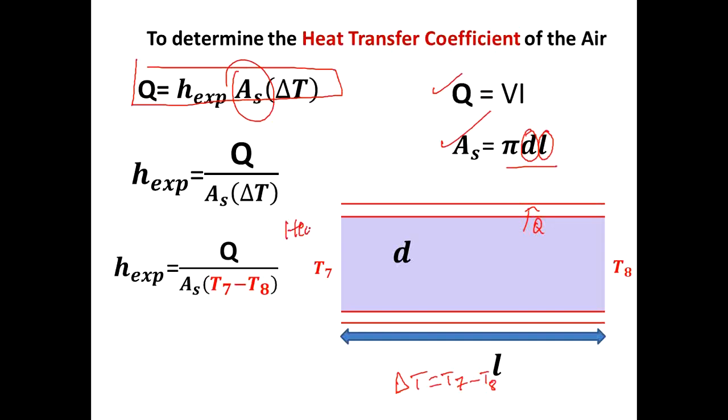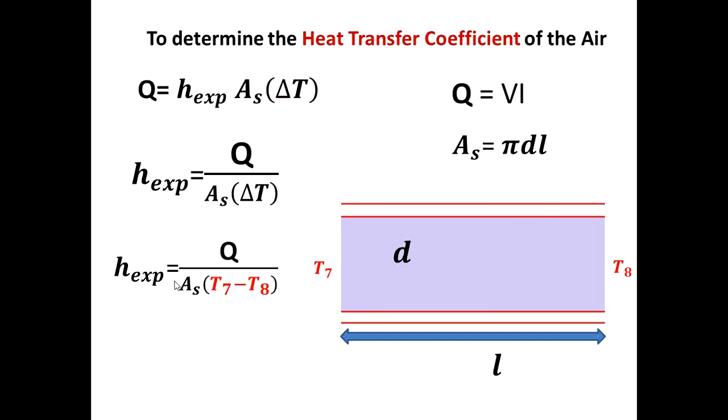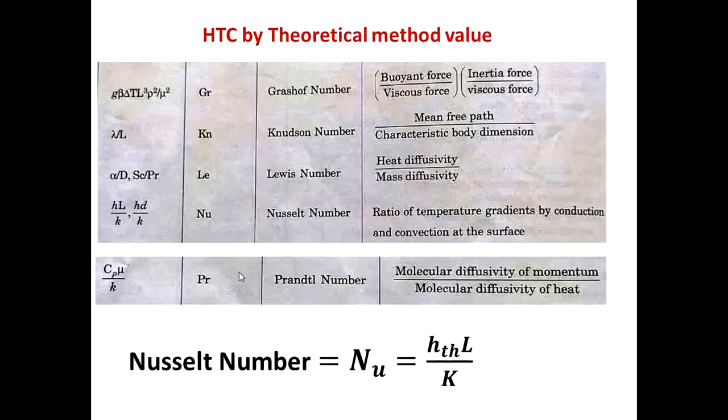Here the heater will be there. How much heat energy is given to that heater, in terms of V into I, gives the heat energy. Therefore by the experimental method you can get the value like this. You must know some important definitions from the data handbook at page number 112: Grashof number, Nusselt number, Prandtl number. Already I have explained these in natural convection.